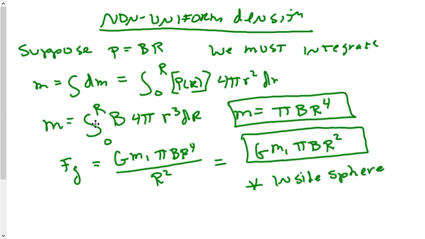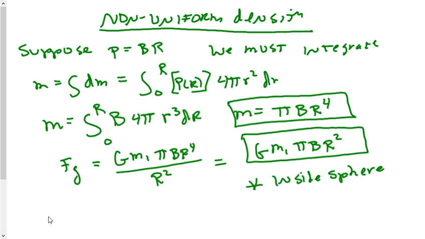So m would be the integral from 0 to r of b times 4 pi r cubed dr. Now where do we get that from? Well, all I've done is substitute in for this expression here, b times r. And that leads to b 4 pi r cubed dr. And what's that going to equal? Well, the integral of r cubed, of course, is 1/4 r to the 4th. So our 4's are going to cancel. So mass then is equal to pi b r to the 4th.